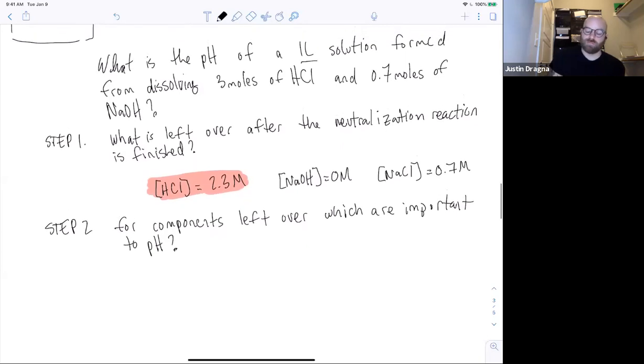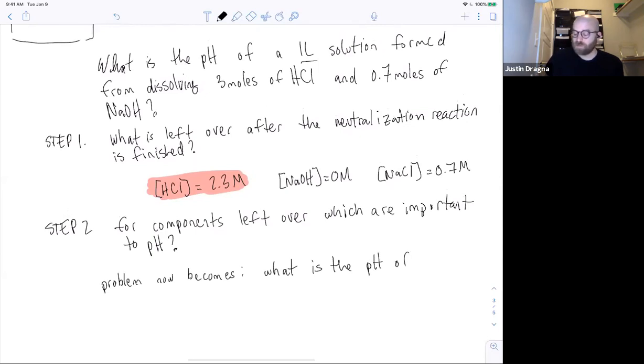And so now this bigger problem, which is what is the pH of a 1 liter solution formed from dissolving a certain amount of HCl and a certain amount of sodium hydroxide, could be rewritten if we wanted to. The problem now becomes: what is the pH of a 2.3 molar solution of HCl?